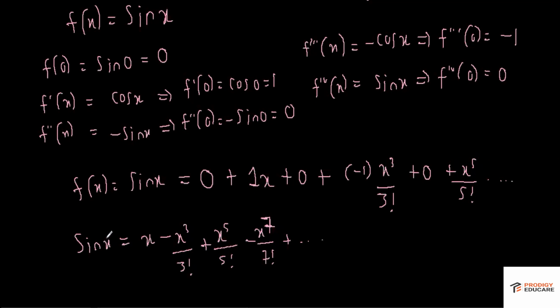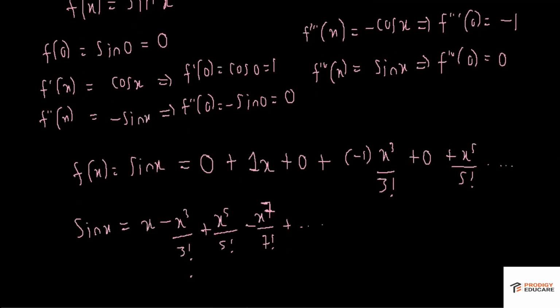Now, you might guess that sine function is an odd function. So see, all the odd terms are there. There is no even power. So well, that is a good verification of Maclaurin's series.